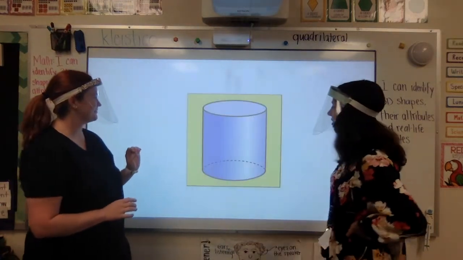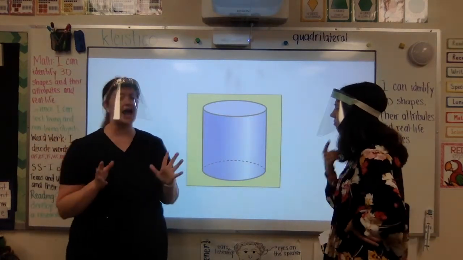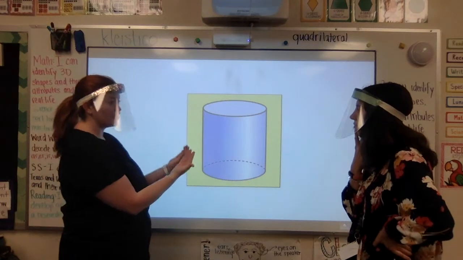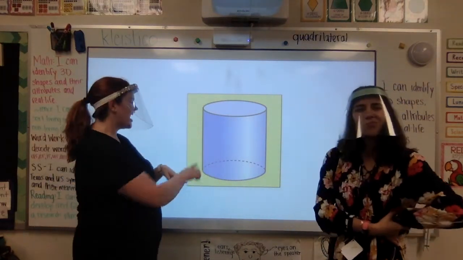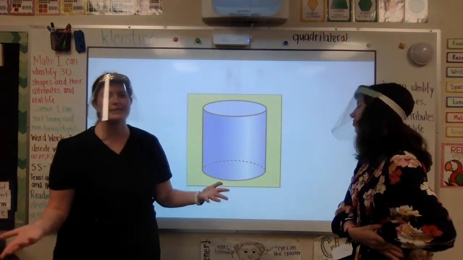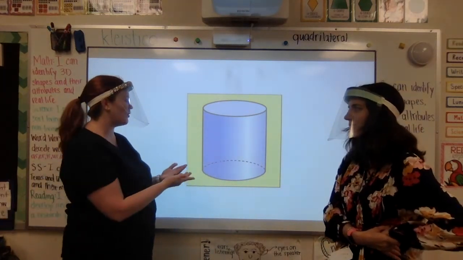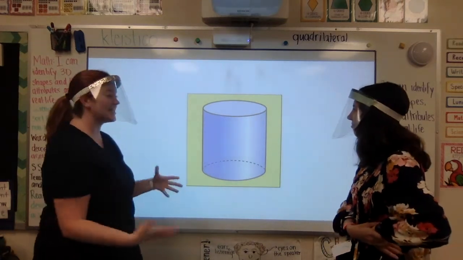Okay, so we have our 3D shapes. Oh, well, what shape would this be, Miss Lynn? Okay, well, I noticed right away that it has curved edges, but it also has those two circle faces. And that dotted line is showing me what it would look like. I can't really see it through the shape, so those dotted lines help me. Oh, Miss Lestico, I'm pretty sure this is a cylinder because it looks like a can of soda.